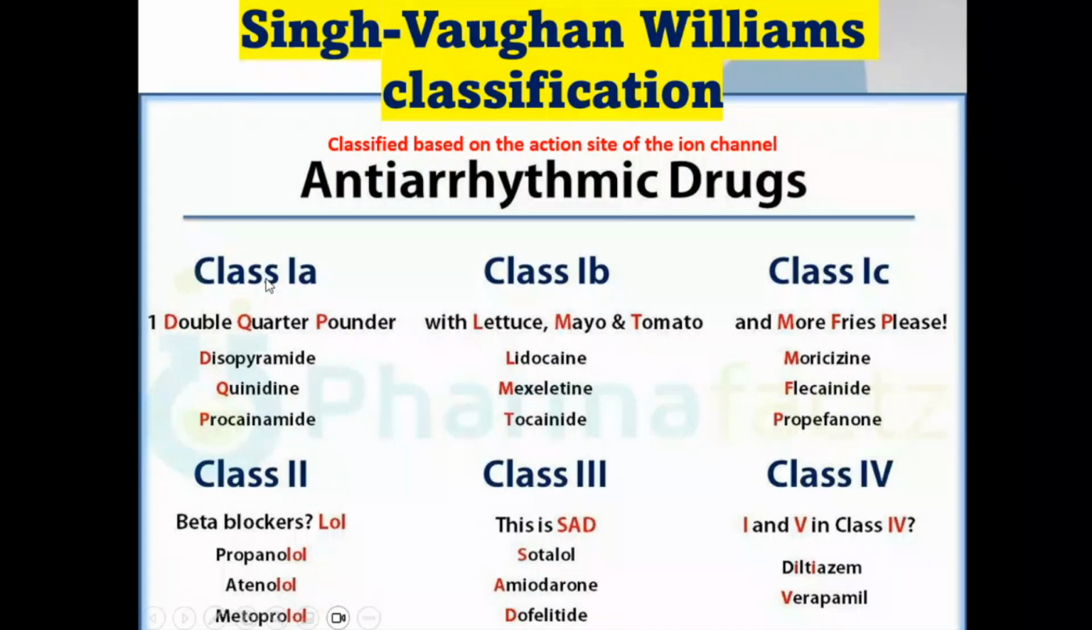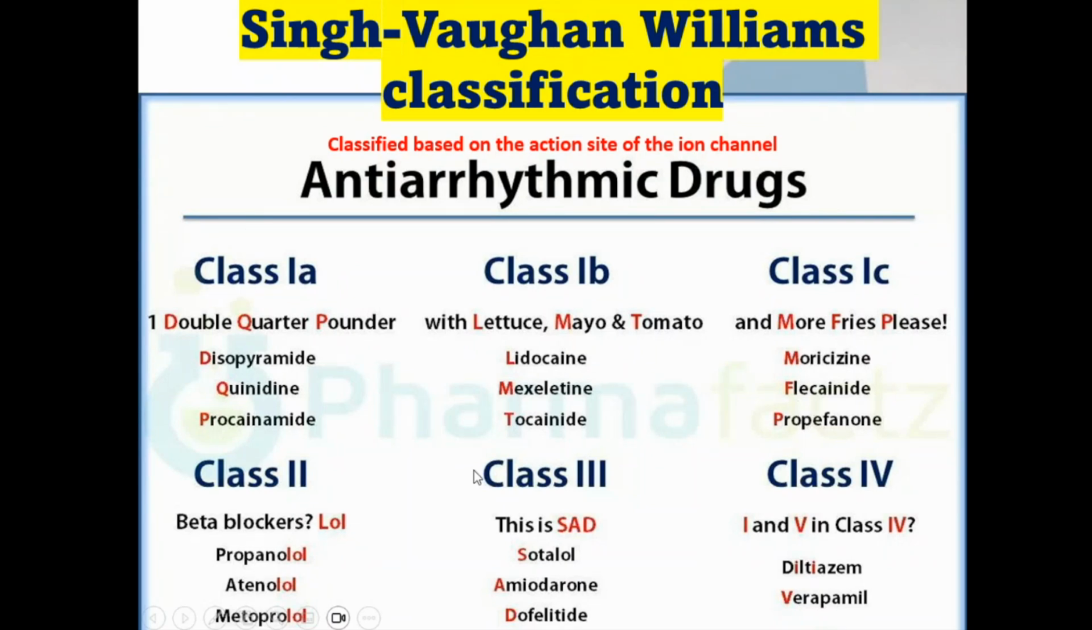So how do you order a burger? Double quarter pounder, which is DQP, class 1A, with lettuce, mayo, and tomato. Your ingredients inside, you already mentioned what you want. That is the main menu. What vegetable you want and what dressing you want, lettuce, mayo, tomato, is your class 1B: lidocaine, mexiletine, and tocainide. Class 1C is your extra add-on, which is fries. When you order a burger, they'll ask about add-ons, right? So more fries please, which is moricizine, flecainide, propafenone.